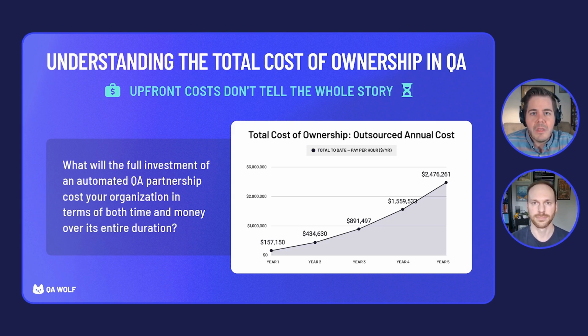But let's start things off just by understanding the total cost of ownership in QA. And maybe you might want to understand what exactly we mean when we say total cost of ownership. That's why we provide a little chart that you can see on your screen here, demonstrating how costs can go up over a 5-year period of time. So, Scott, with that said, why is it so important to consider the full investment of an automated QA contract when looking at vendor options?